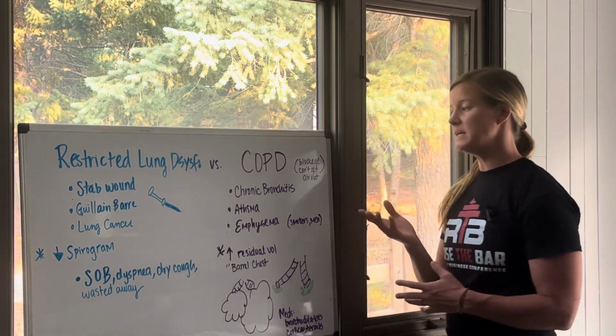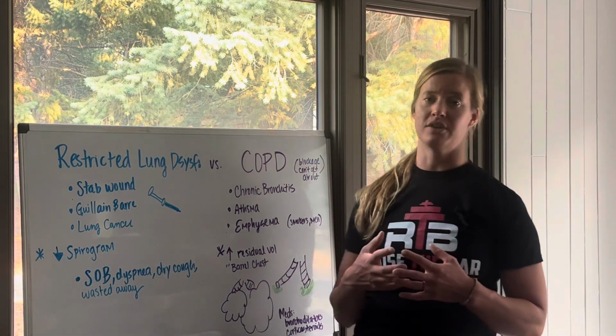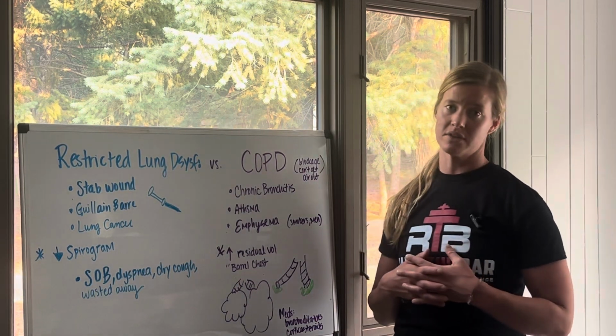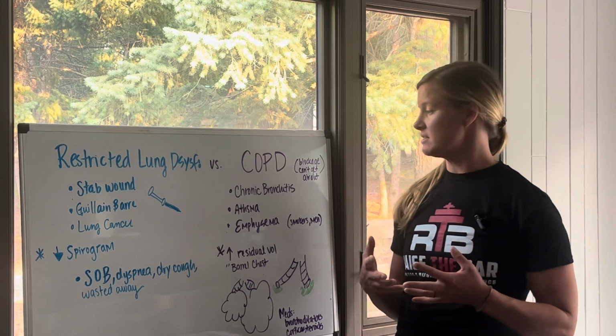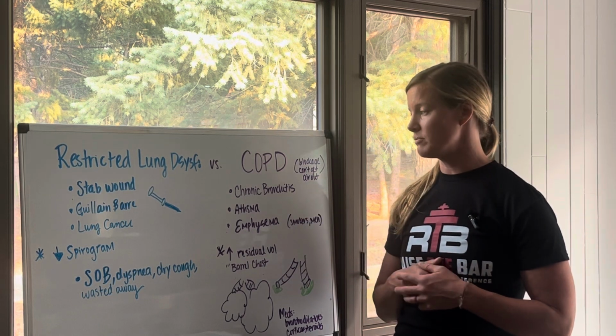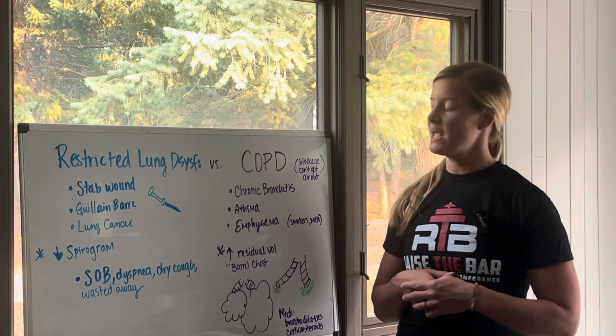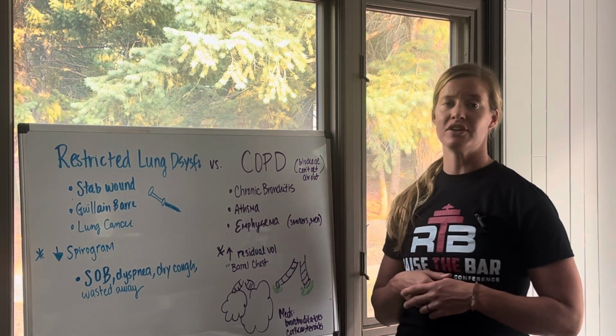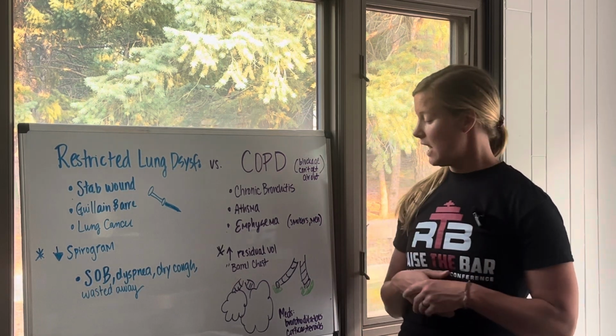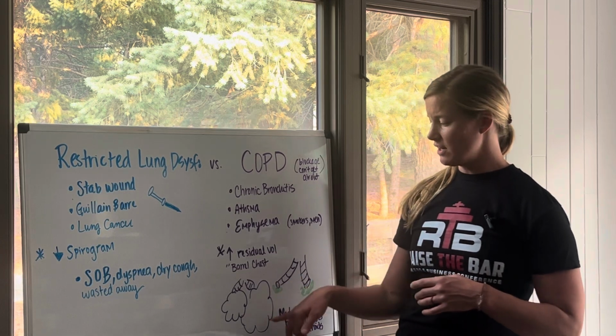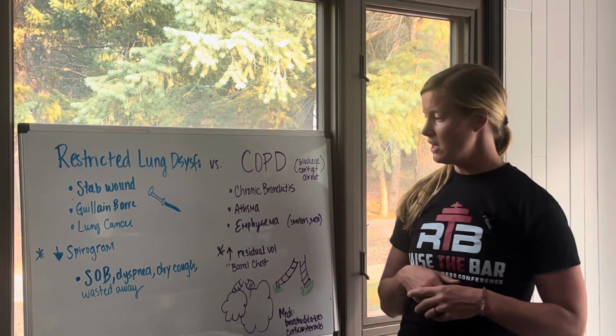But moving on to COPD, so this just is blockage, meaning we can't get air out of the lungs. So a lot of times what happens, we have three different most common conditions: chronic bronchitis, asthma, and emphysema. Chronic bronchitis is inflammation of the bronchi in the lungs. So I have some pictures here of just the inflammation.